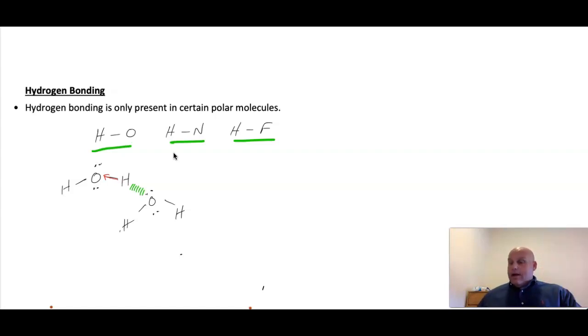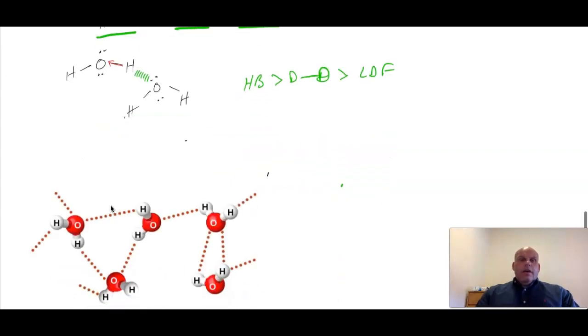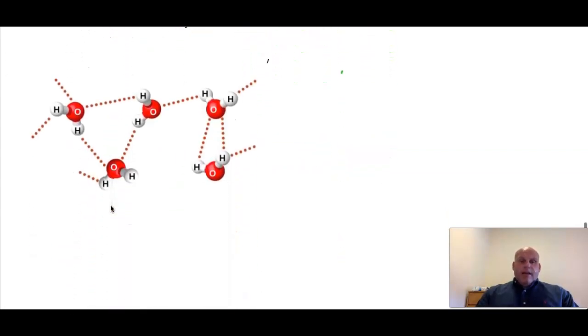So hydrogen bonding is stronger than dipole-dipole, which is greater than London dispersion forces. So those are our three types of intermolecular forces and their order of relative strength. Here's a little better picture of the hydrogen bonding that occurs in water. You can see the hydrogens here in multiple molecules being attracted to those lone pairs that are sitting on the oxygens in each water molecule.